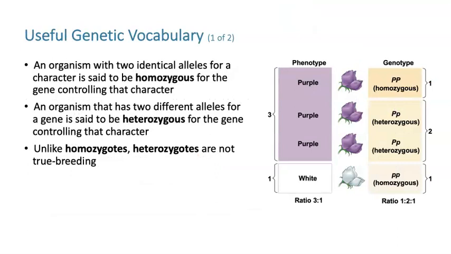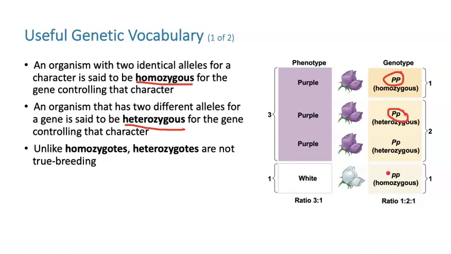Anything with two identical alleles is called homozygous, and I've been using that term a little bit as I've been lecturing, but here's where we get the definition. Homozygous means that they have two of the exact same alleles for each character. So here we go, right here we see big P is homozygous. And if it's heterozygous, that means they have two different alleles.